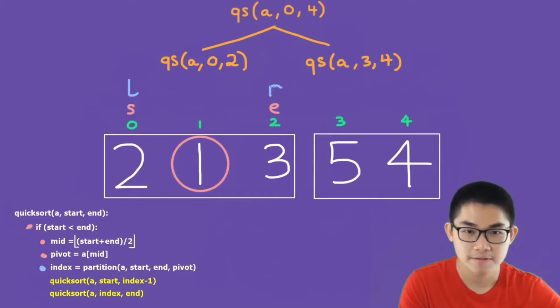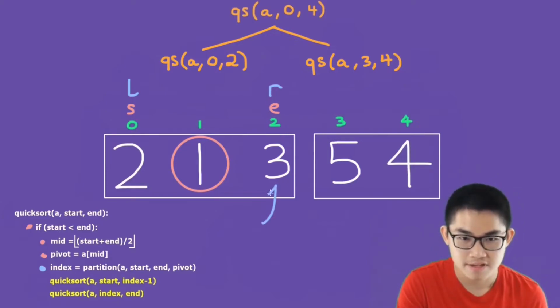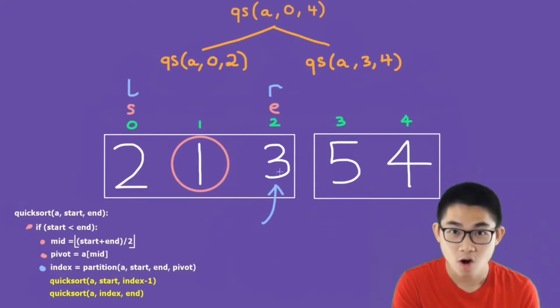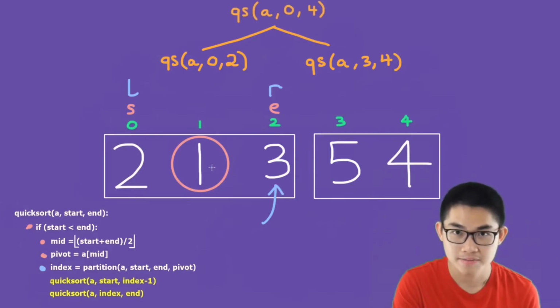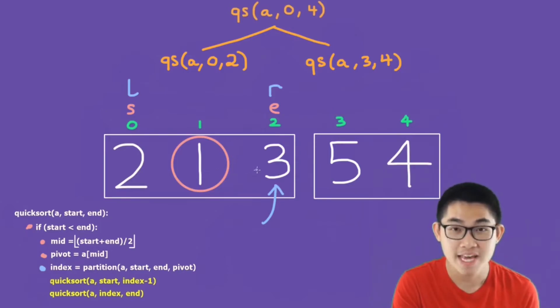Now we look at R, and we say, hey R, look at this number. Is this number larger than the pivot, which is 1? And R says, yes, 3 is larger than 1. So we're going to move R down.